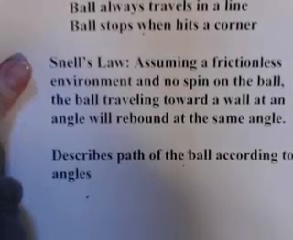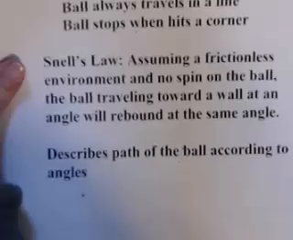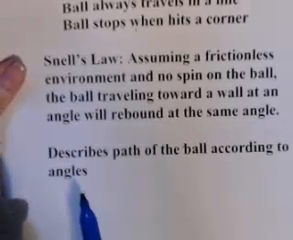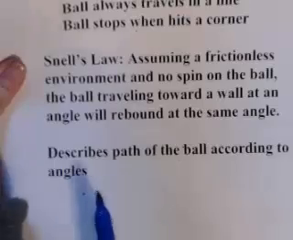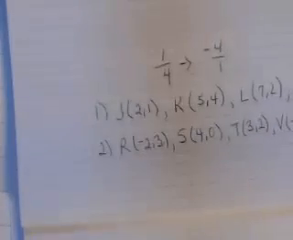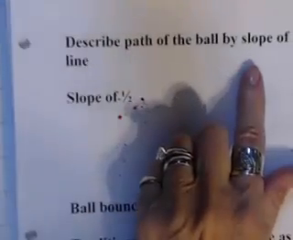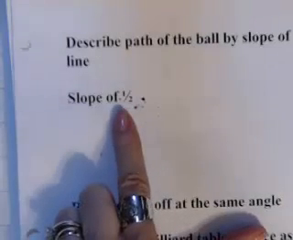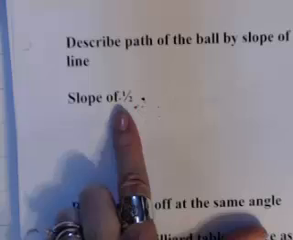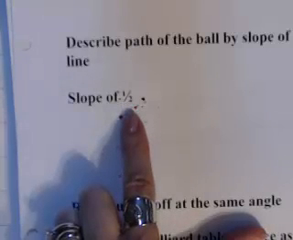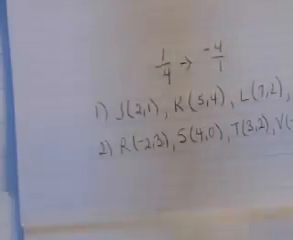So we're going to describe the path of the ball either by the angle that it is hit, or by the slope. If you had a ball that was hit at a slope of 1/2, that means the ball would rise one and run two, rise one and run two. Now, you will need graph paper to do the work from this section.